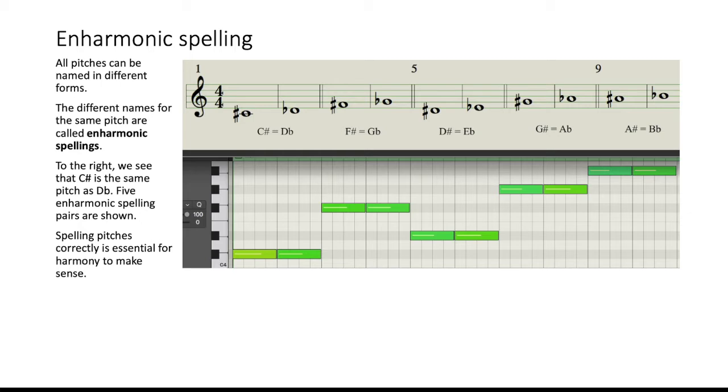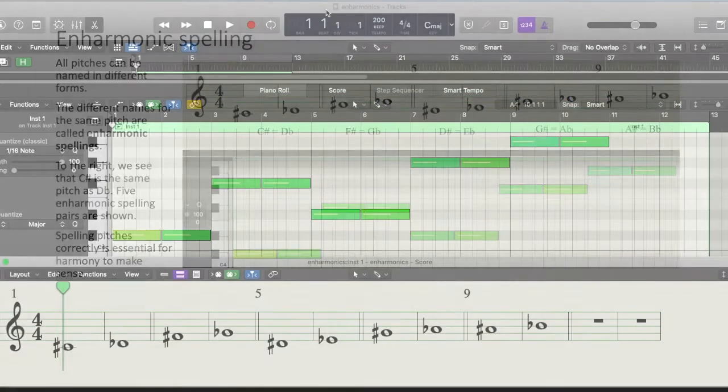5 enharmonic spelling pairs are shown in this music: C sharp and D flat, F sharp and G flat, D sharp and E flat, G sharp and A flat, and finally A sharp and B flat.